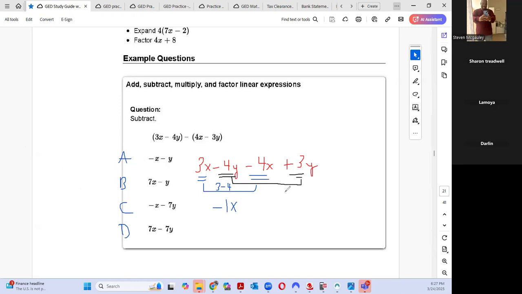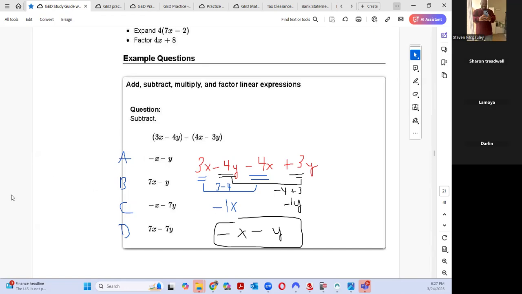Again, we're going to do the same thing. What's minus 4 plus 3? Negative 1. And we bring the variable along with us, right? So we got minus 1x minus 1y. Do we need the ones in front of the variables? No. That's your final answer. Easy as pie.